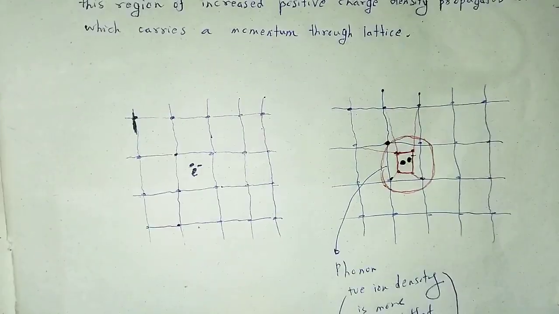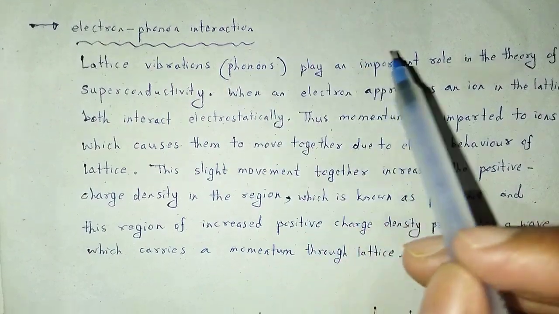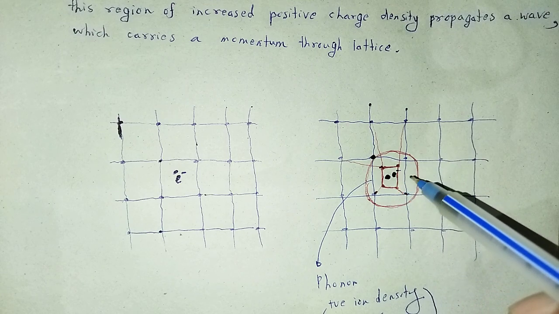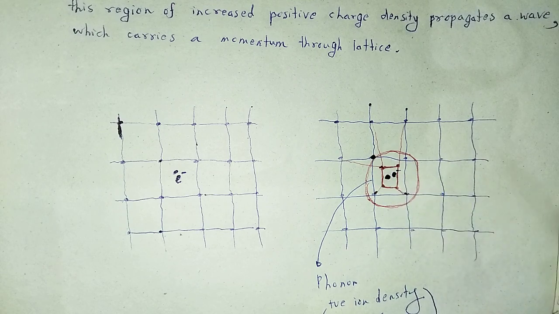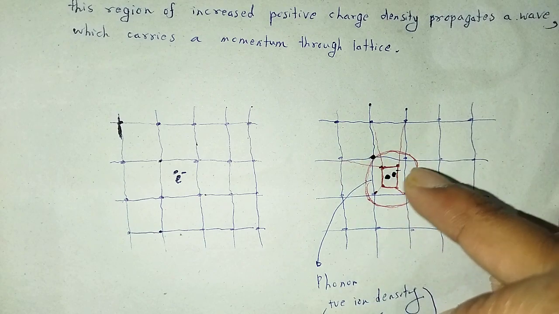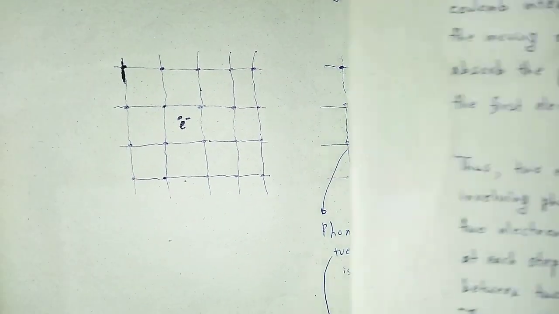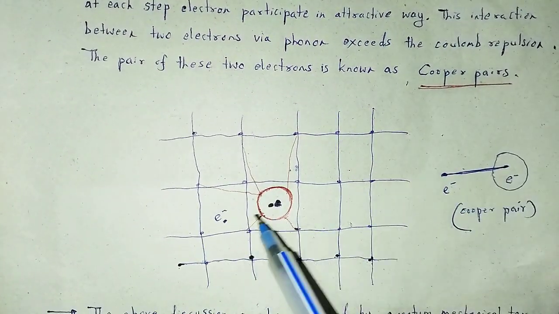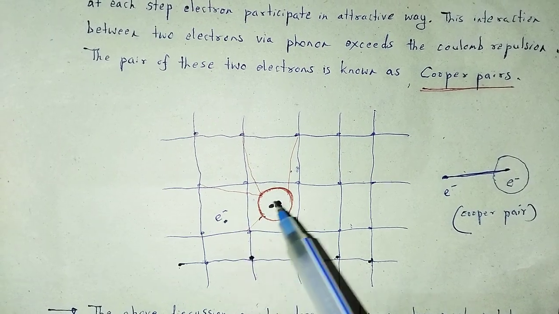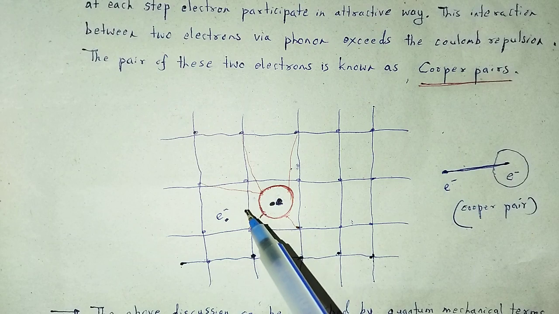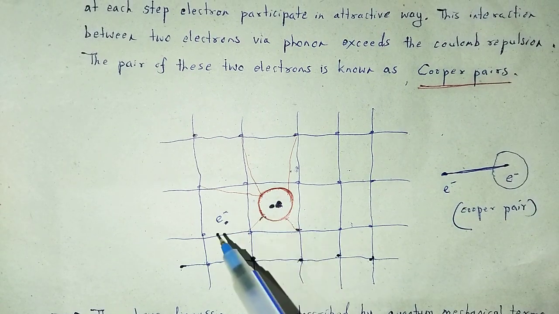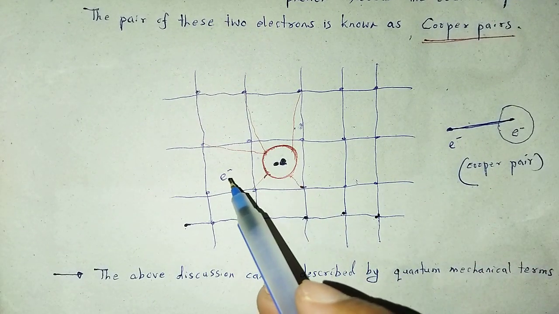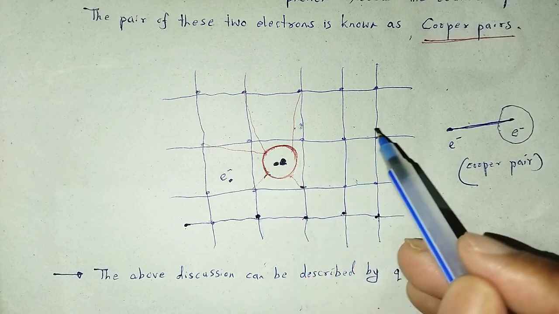First we show what the electron-phonon interaction is. Here is the electron, and how the lattice points are distorted due to this. That region is positively dense charge, which is known as a phonon. And now if another electron is there, these two interact by the phonon, and that attractive force is much more in comparison to the repulsive force, and the electron-electron pair is known as a Cooper pair. In that way it proceeds throughout the lattice.